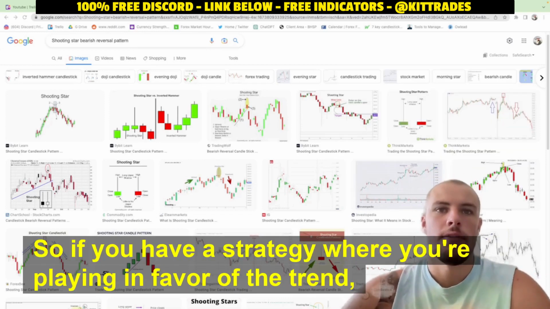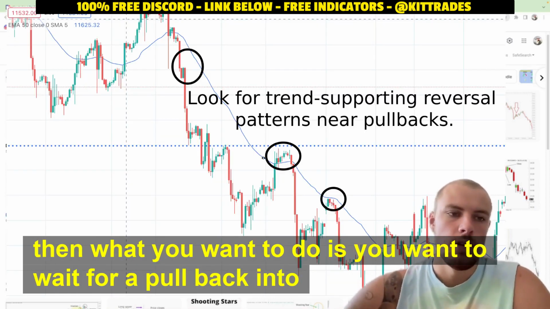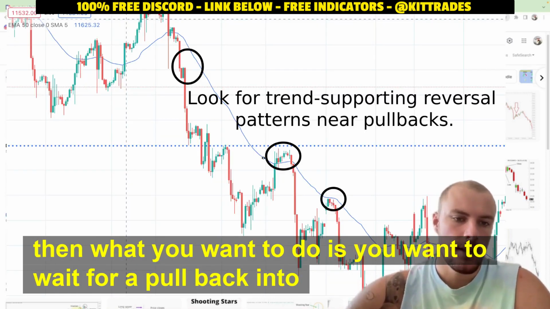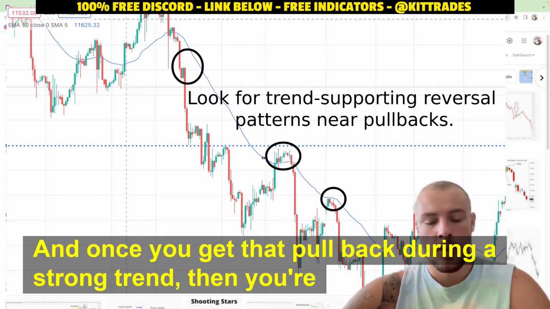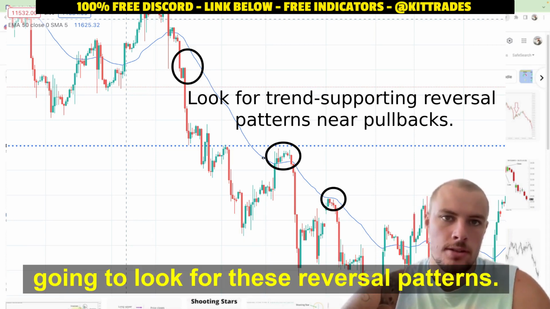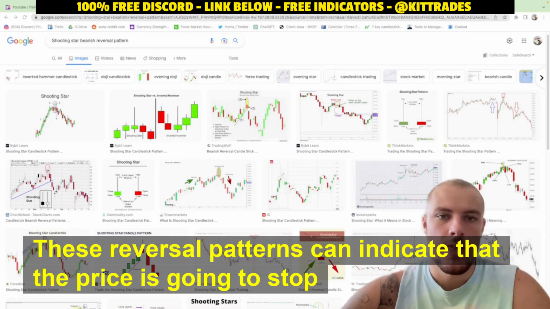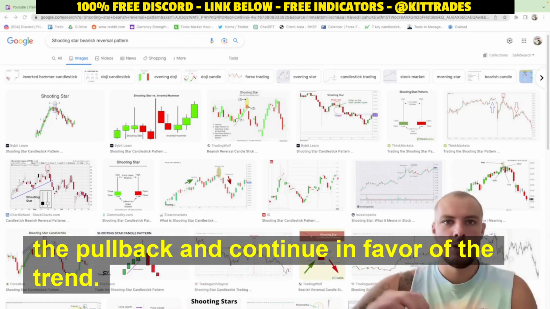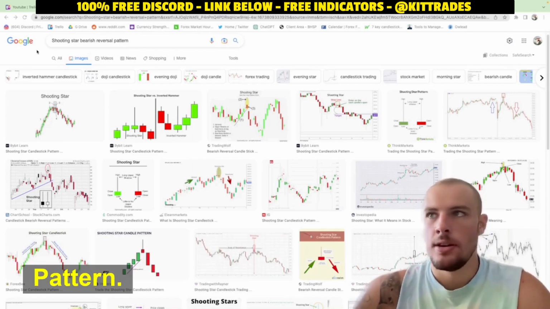If you have a strategy where you're playing in favor of the trend, then you want to wait for a pullback into likely the EMAs or the range filter. Once you get that pullback during a strong trend, then you're going to look for these reversal patterns. These reversal patterns can indicate that the price is going to stop the pullback and continue in favor of the trend. The first one that we're going to look at is the shooting star pattern.